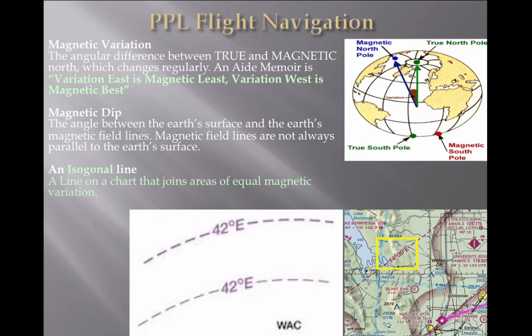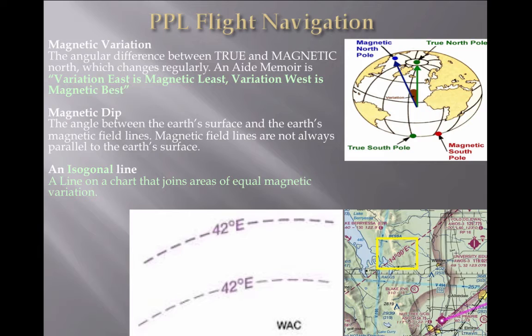Magnetic dip is not really covered so much in the PPL, but much more in the CPL and the ATPL. But it is important that we can understand what it is. That definition is the angle between the Earth's surface and the Earth's magnetic field lines. Magnetic field lines are not always parallel to the Earth's surface, which causes the magnetic dip.